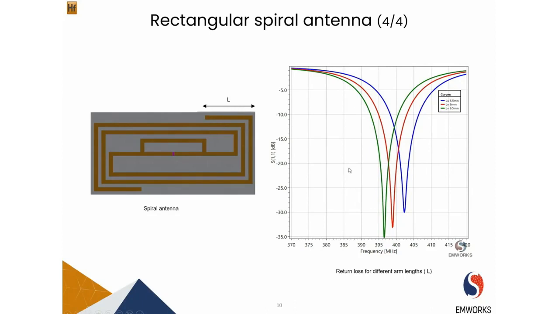As we can see from the return loss on the right, increasing the length L leads to reduced resonant frequency. A longer arm length increases the current path on the patch and the effective size of the antenna, which results in lowering the resonant frequency.